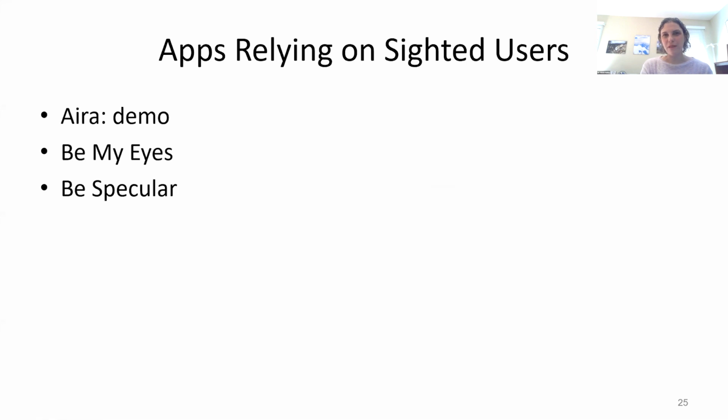And then there are some apps that rely on sighted users. So I'm actually going to skip the Aira demo today and just talk to you about it. But there's Aira, Be My Eyes, and Be Specular. So Aira connects you to actually a paid employee of Aira who's a visual interpreter. Aira only works in a few countries, so it is not something you can use everywhere. Really cool visual interpretation service.